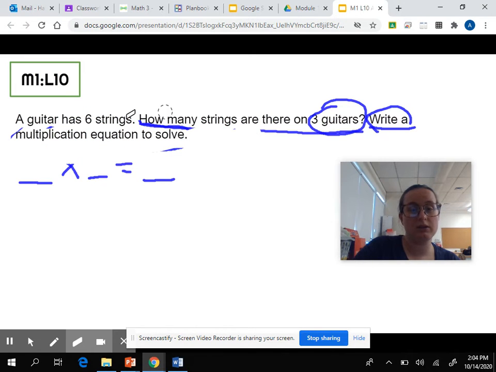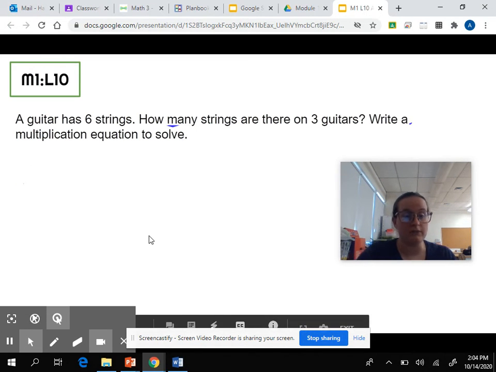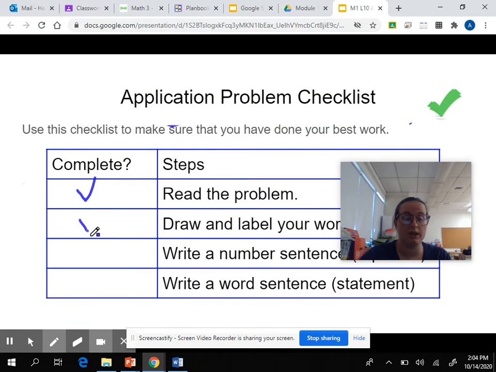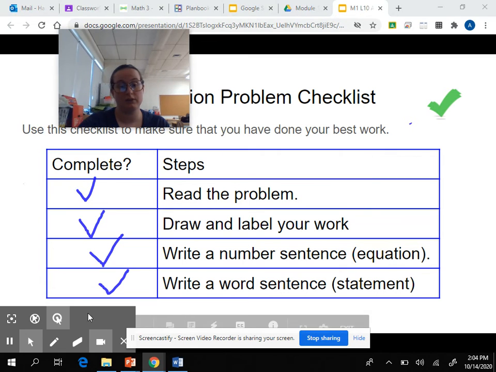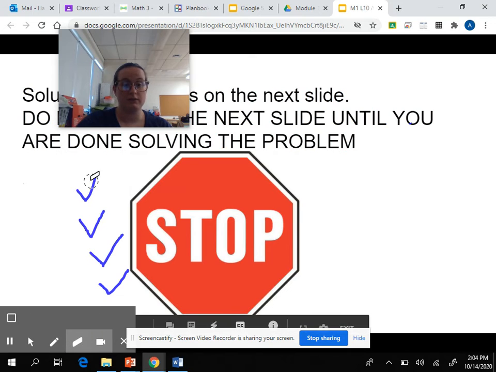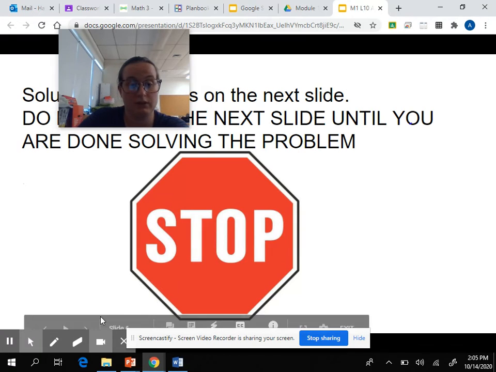So we are ready to go over our solution, right? Because again, if you are watching this video right now, then you should have 4 checks on that problem checklist. You read it, you drew and labeled your work, you wrote a number sentence or equation, and you wrote a word sentence. All right, so we're getting ready to see the answer. Again, stop if you have not answered the problem. If you do not have your 4 checks, then you need to stop and continue working. All right, let's check it out.